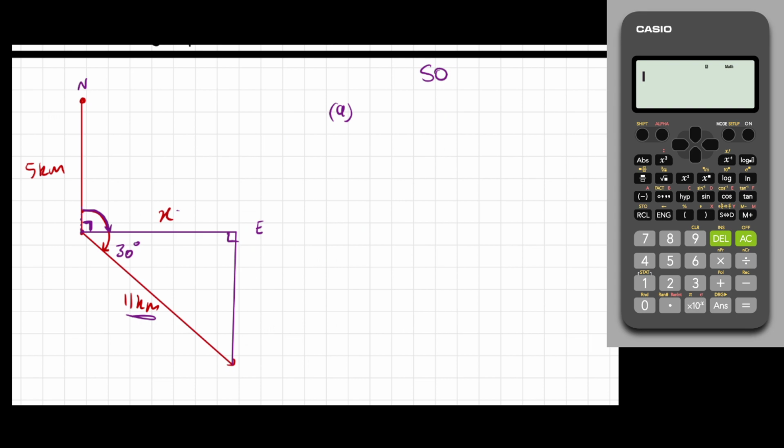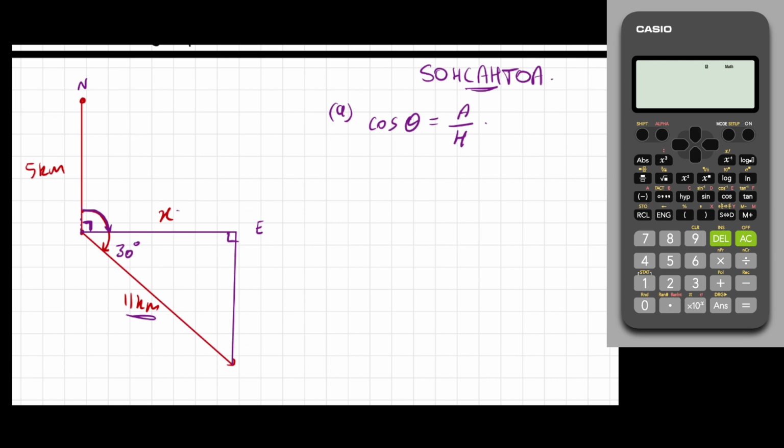Now, because we're doing trig, up the top of my page, I'm going to write in SOHCAHTOA because it's going to help me work out what ratio I'm going to use. Okay, so which ratio am I going to use? Well, I've got a hypotenuse in my right angle triangle. I've also got an adjacent, because I'm using the 30 degrees as my starting point, my angle. So we're using cosine. So cosine of theta is equal to adjacent on hypotenuse, like that.